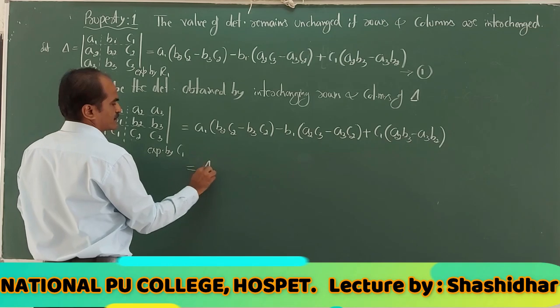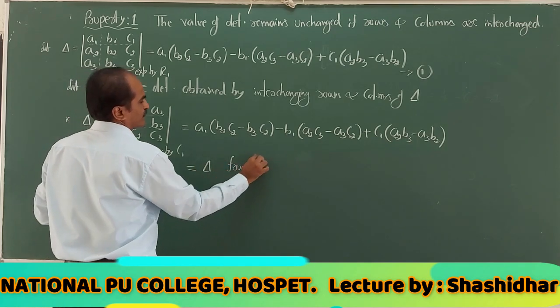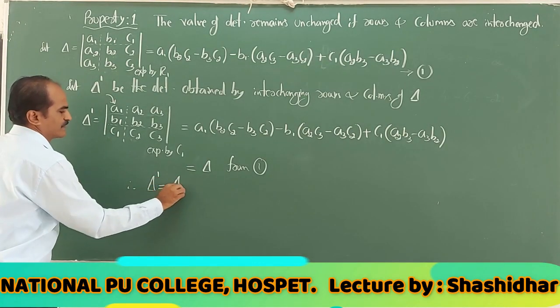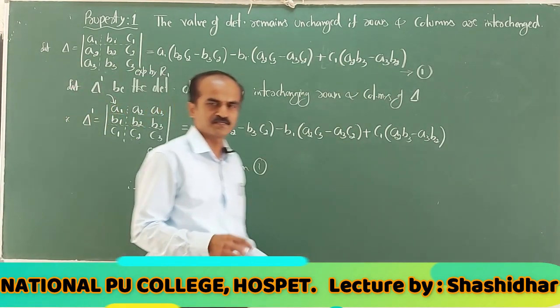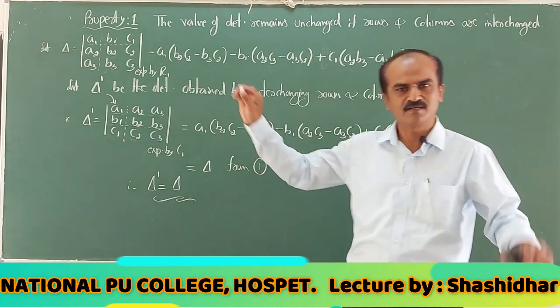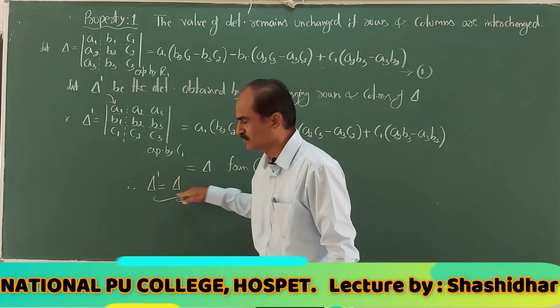So I can write it is equal to delta. I will write from equation 1. Therefore, we shown that delta dash is same as delta. What is a delta dash? It is a determinant obtained by interchanging rows into columns. What delta? The original determinant. We shown that those two are one and the same.